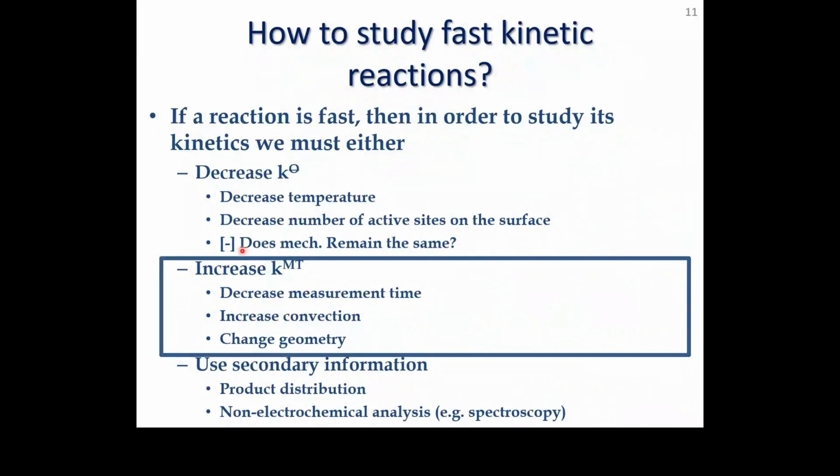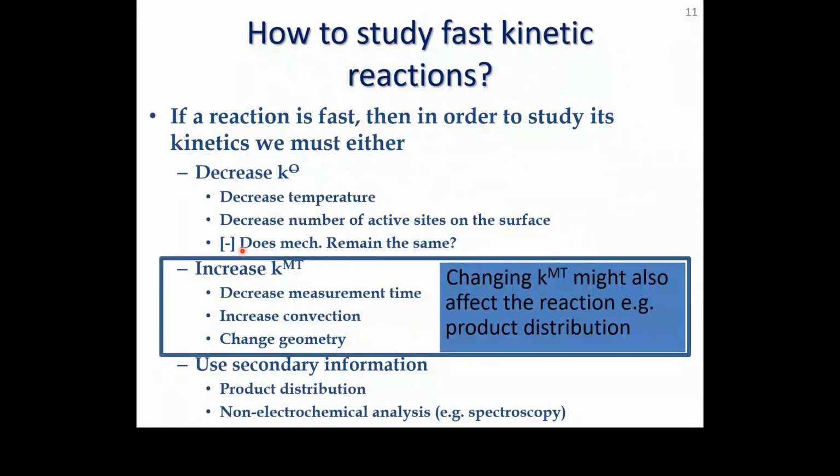So that's an approach to try and decrease the electrochemistry. The other approach, of course, is to increase the rate at which we transport species to the surface. Of course, we have to worry that if we change the mass transport to the surface, we might also affect the reactant product distribution. So that's something we always have to take into account as well.